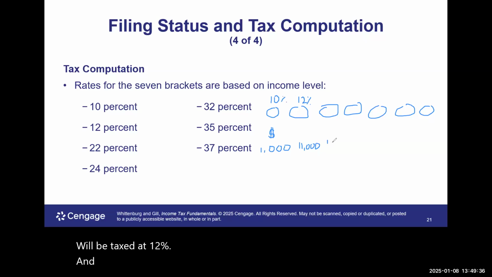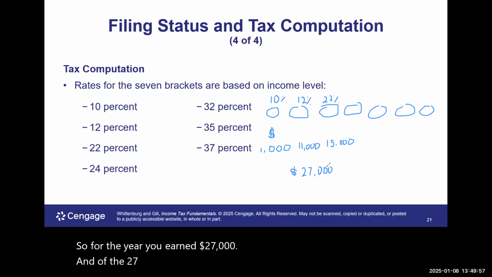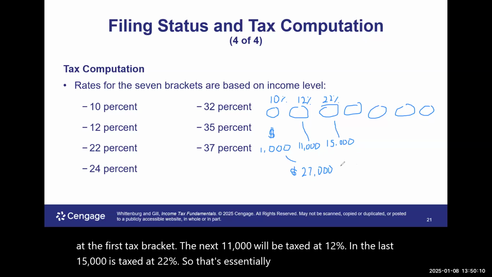And then the next, let's say 15,000, will be taxed at 22%. So for the year, you earned $27,000. Of the $27,000 that you've earned, the first 1,000 is taxed at the first tax bracket. The next 11,000 will be taxed at 12%, and the last 15,000 is taxed at 22%. That's essentially how it works. It's not that all 27,000 is going to be taxed at one bracket.